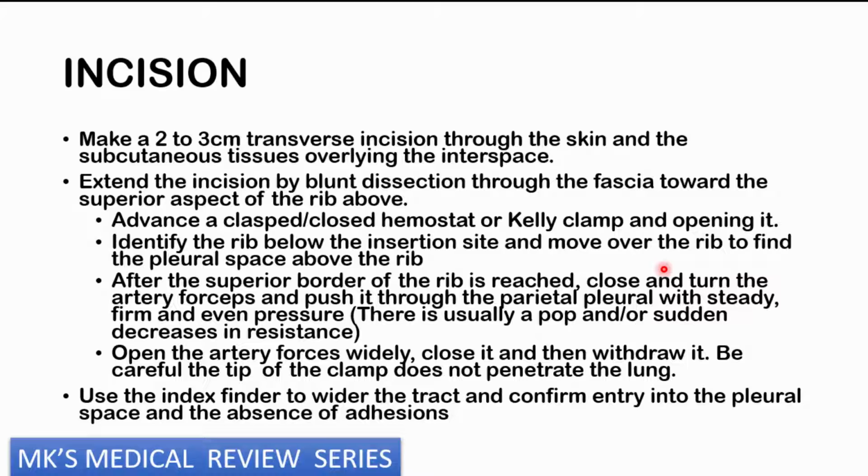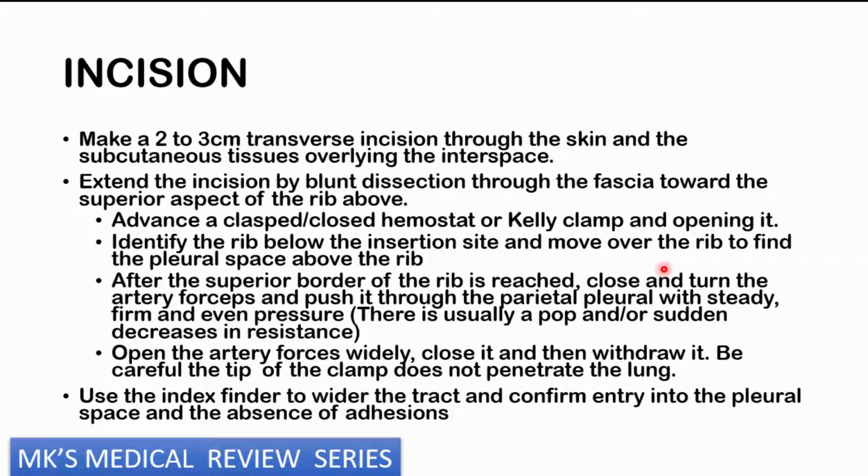And you can do this by actually advancing your closed hemostatic or Kelly clamp. I'll just call them artery forceps. So you should insert your closed artery forceps, and then you open it, and you do this as you blunt dissect through the layers, and you should be able to identify the rib below the insertion and move over the rib in order to find the pleural space above the rib.